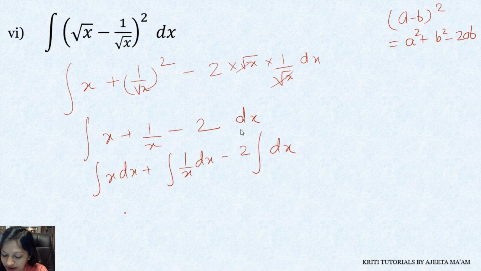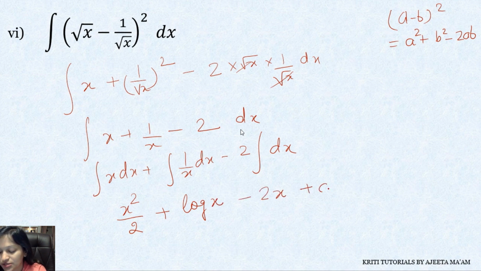Correct? Now the integral of x by the power rule gives x square by 2. The integral of 1 upon x we just did in the last question, it is log x. And here we get minus 2x plus c, because the integral of dx is simply x, nothing else. So this is how we do the questions in a very simple way. Remember it. Okay, now next one.